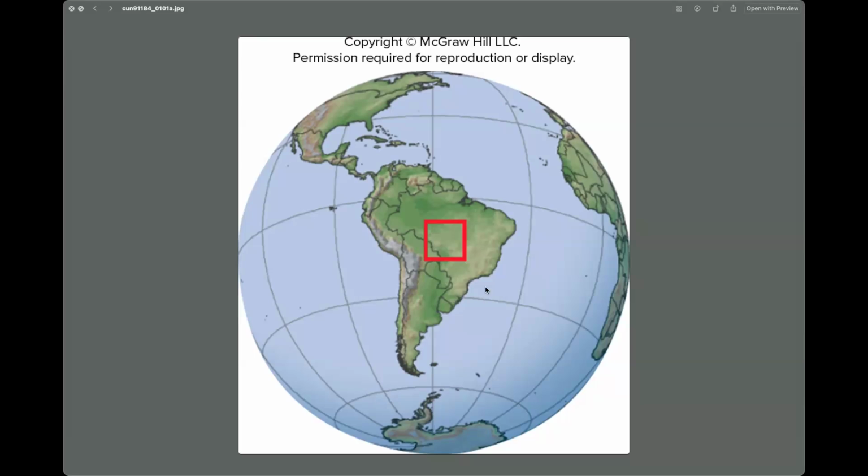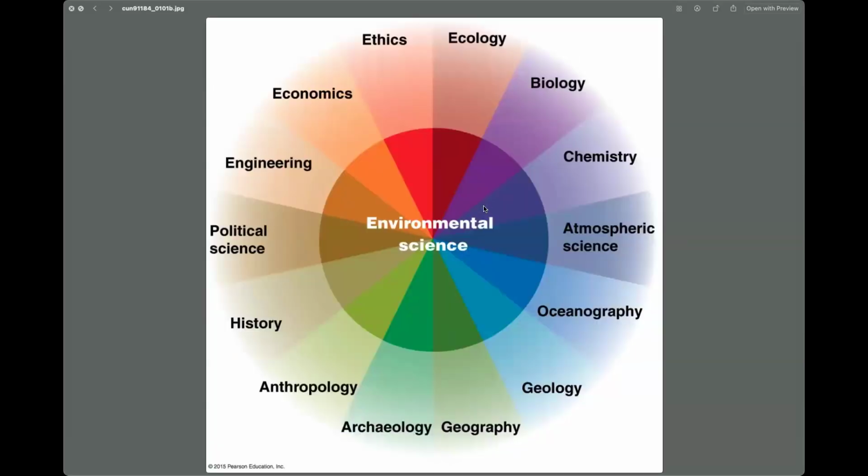And then southern Brazil is the most urbanized region. All the big cities are here, highest population concentrations, and a slightly less, milder climate than you get at the equatorial zone. So what is environmental science?